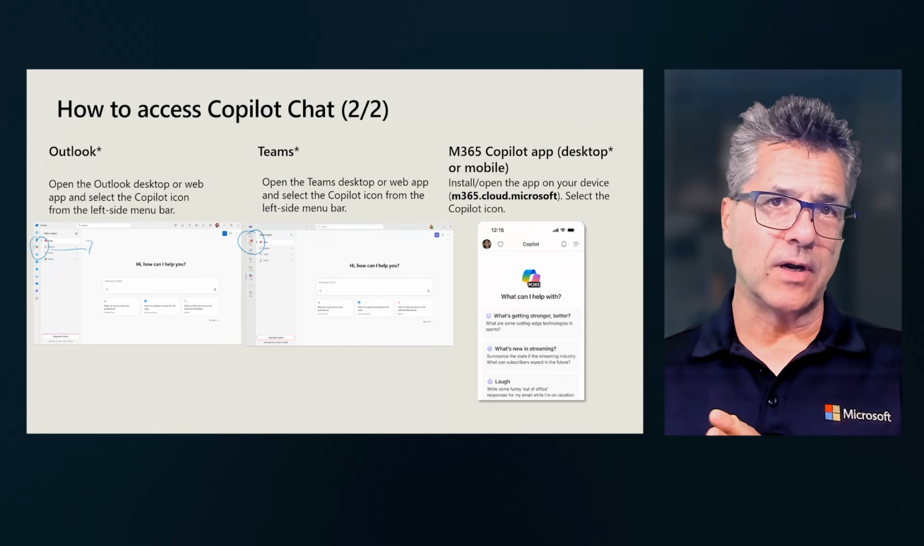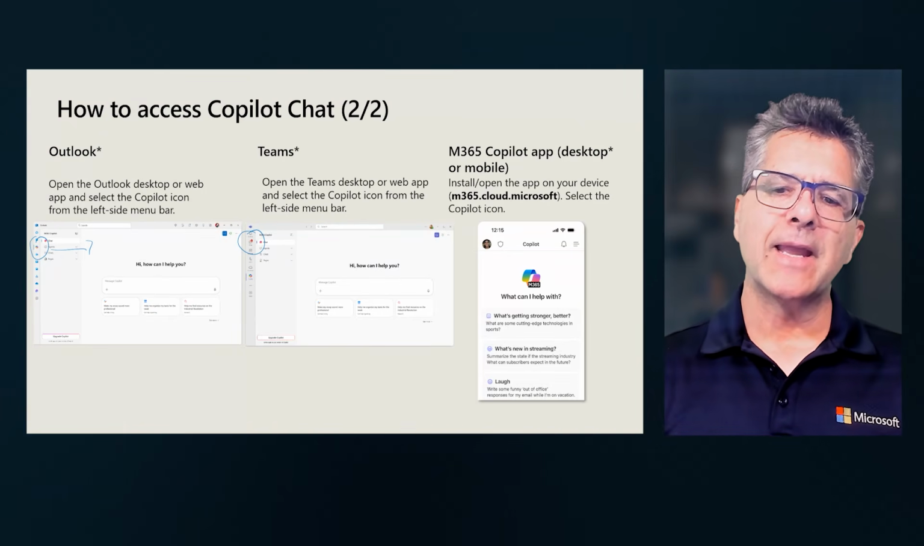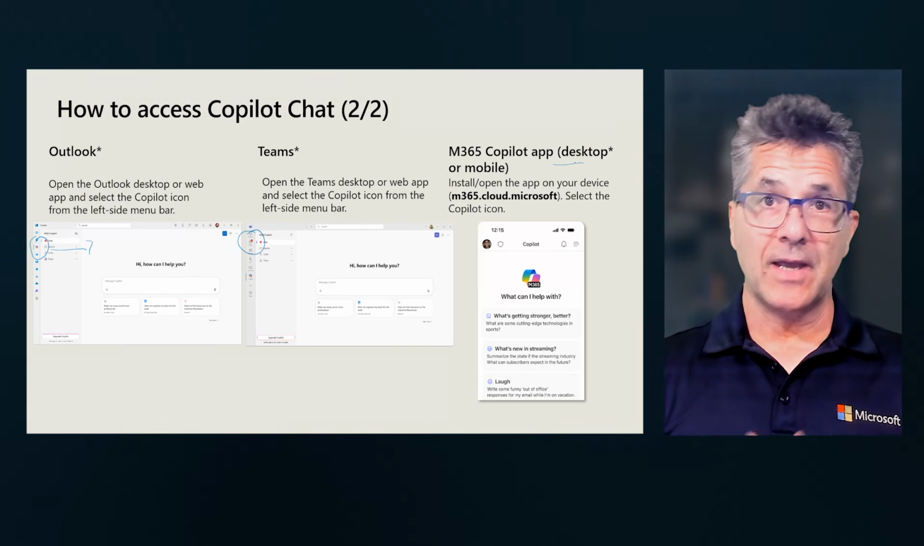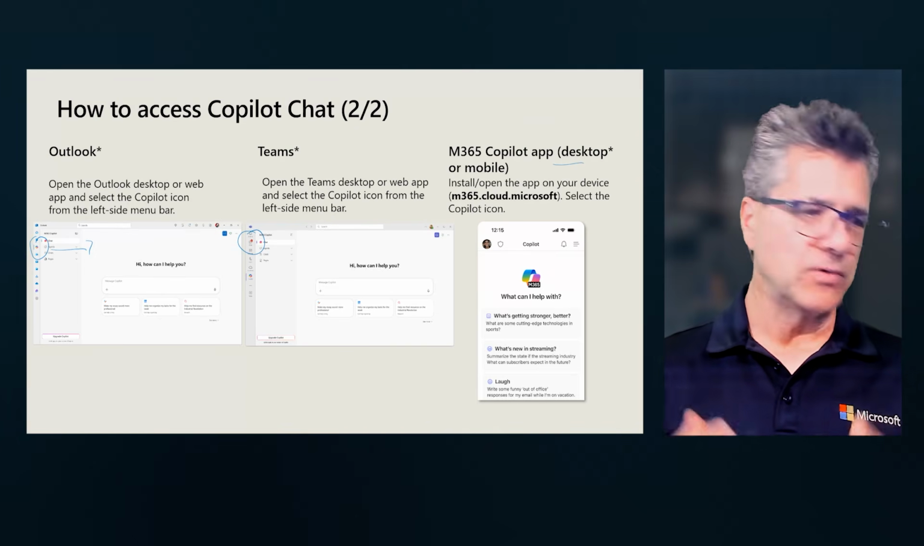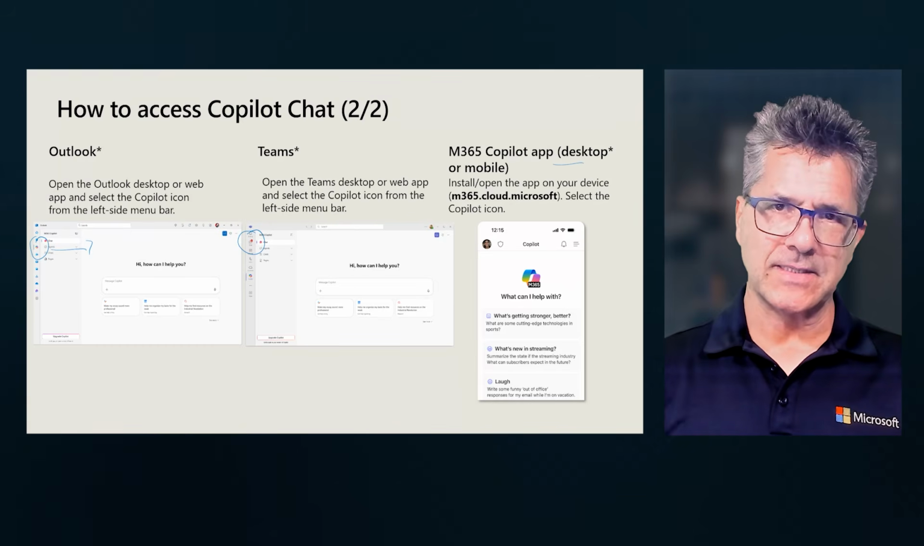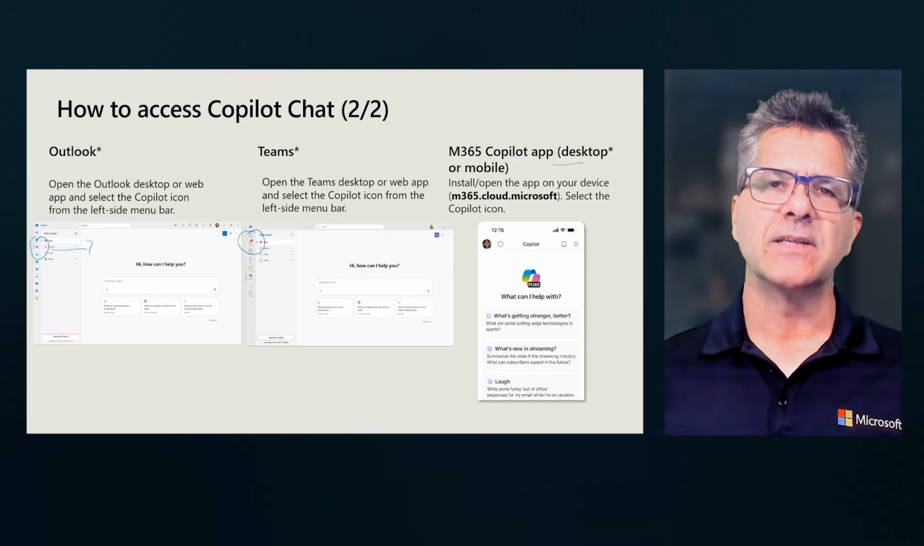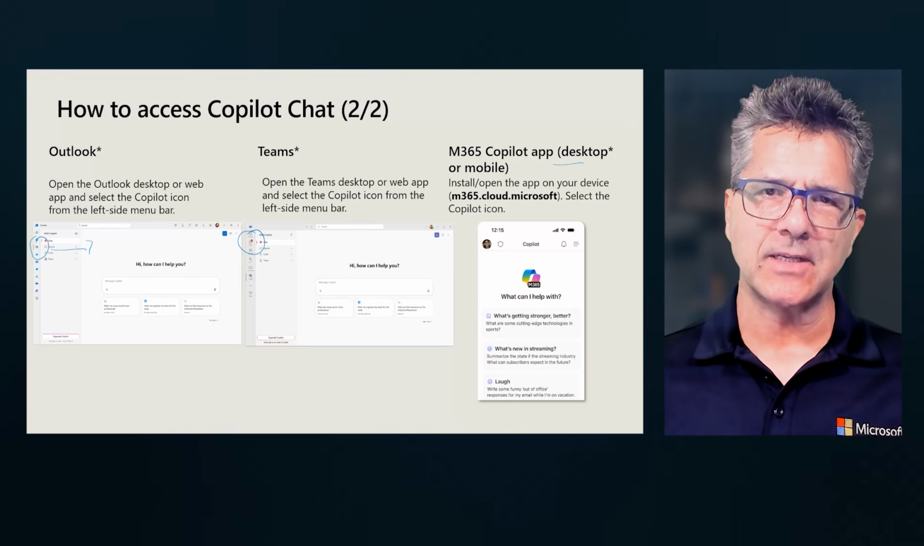Now, if you prefer, and if you have the license, I can also download the desktop version of Microsoft 365. I can install it, and I can also install it on my mobile devices. And I can begin using Copilot Chat from those mobile devices as well.